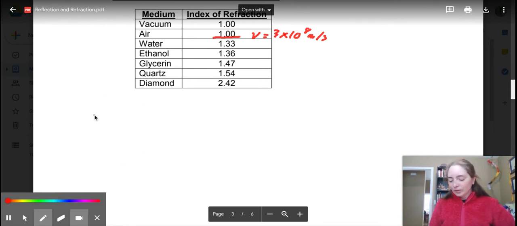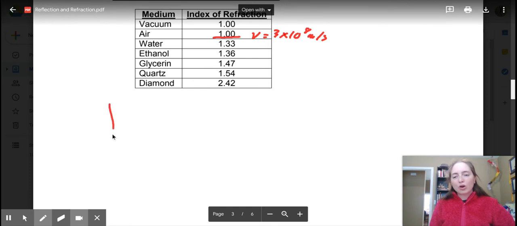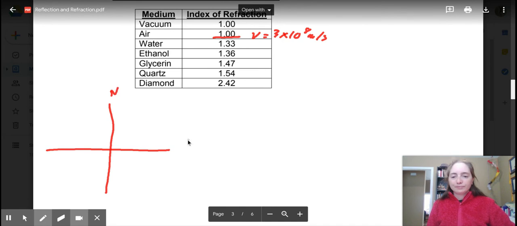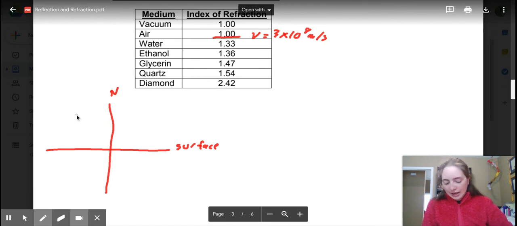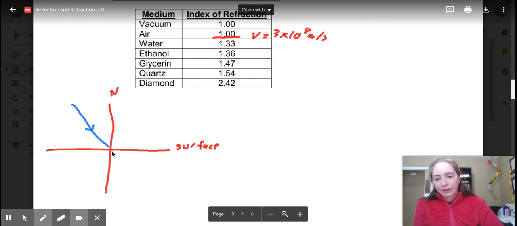And as always, ladies and gentlemen, draw stuff out so you can see it. Here's our normal line. Here is going to be our surface change, so where we're going from one medium to the other, a medium change. And we are going to have our beam of light that is going to be coming in. So there's our ray of light, and it is going to be bending upwards.